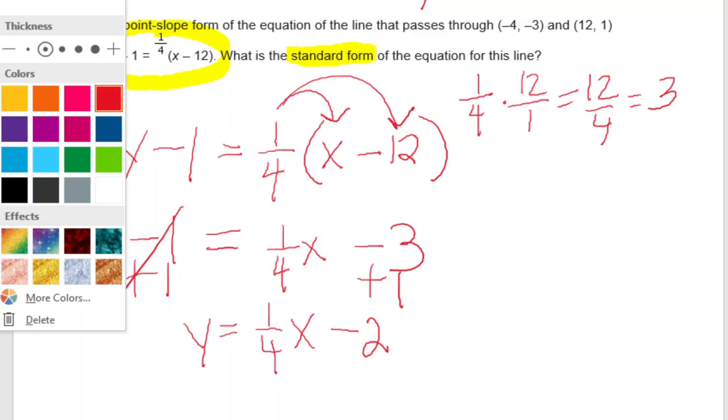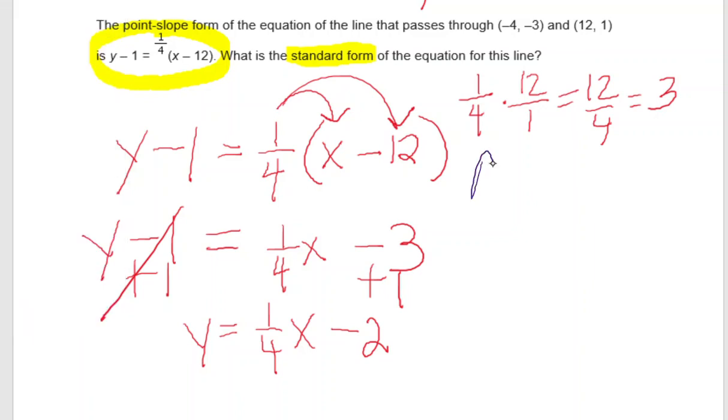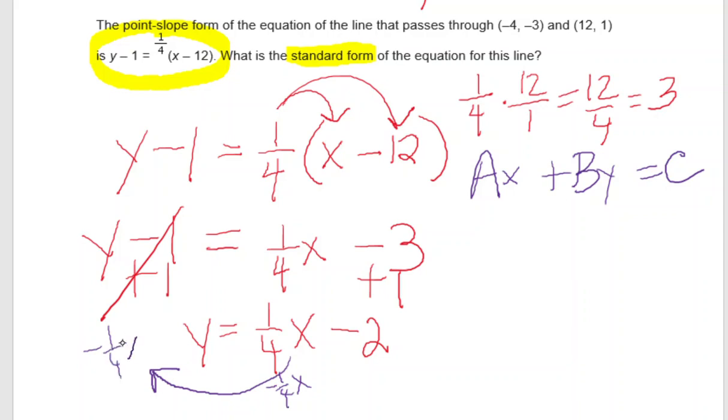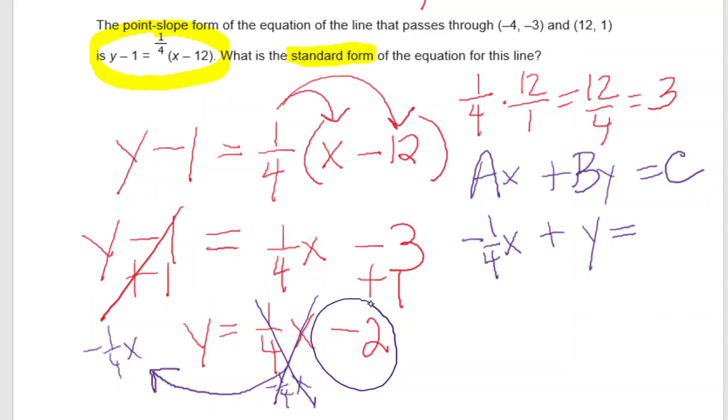Standard form is when you write ax plus by equals c. So we want our x term and our y term on the same side of the equal sign. So what I'm going to do is subtract 1/4 x so that I've moved it on the same side with y. So negative 1/4 x plus y equals the constant, which is negative 2.